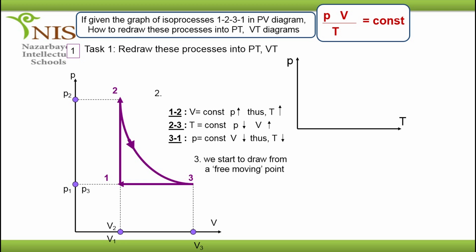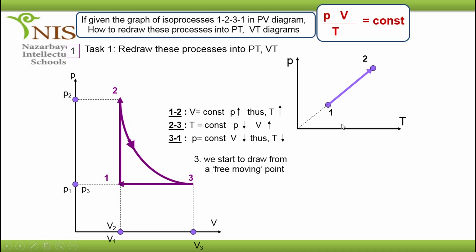Now we need to draw the PT diagram. We start to draw from a free moving point. So this is point 1, free moving. Anywhere we can start to draw. So 1 and 2 is V constant. In a PT diagram, V constant will be a directly proportional line, so up or down. From our graph, you can see that P is increasing, T is also increasing. So we need to draw an up line till 2.